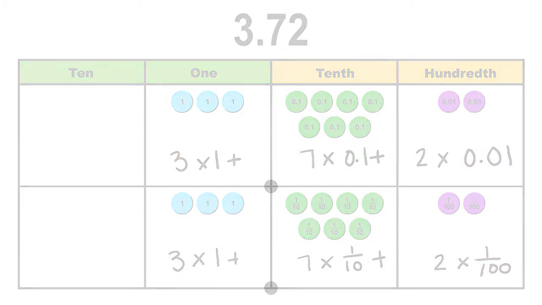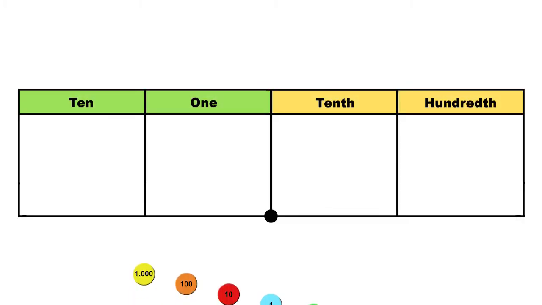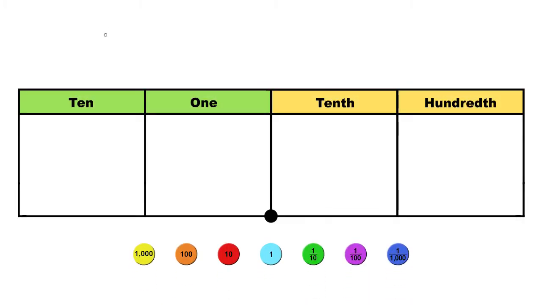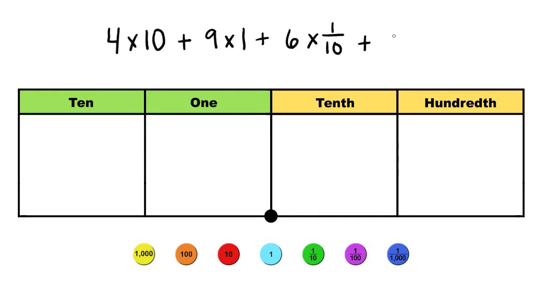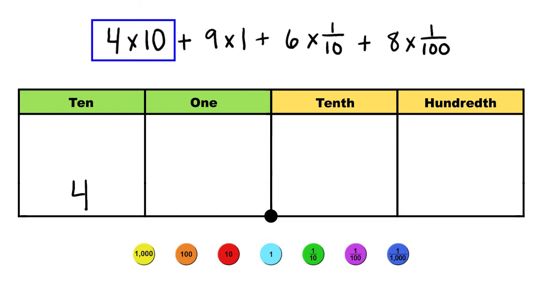Let's write an expanded expression in standard form and use the discs and place value mat to model. 4 groups of 10 plus 9 groups of 1 plus 6 groups of 1/10 plus 8 groups of 1/100. The first digit is 4 groups of 10. As noted earlier, the first factor is 4, which means that there are 4 of the second factor of 10, or a 4 in the tens place. Model this by placing 4 discs in the tens column.